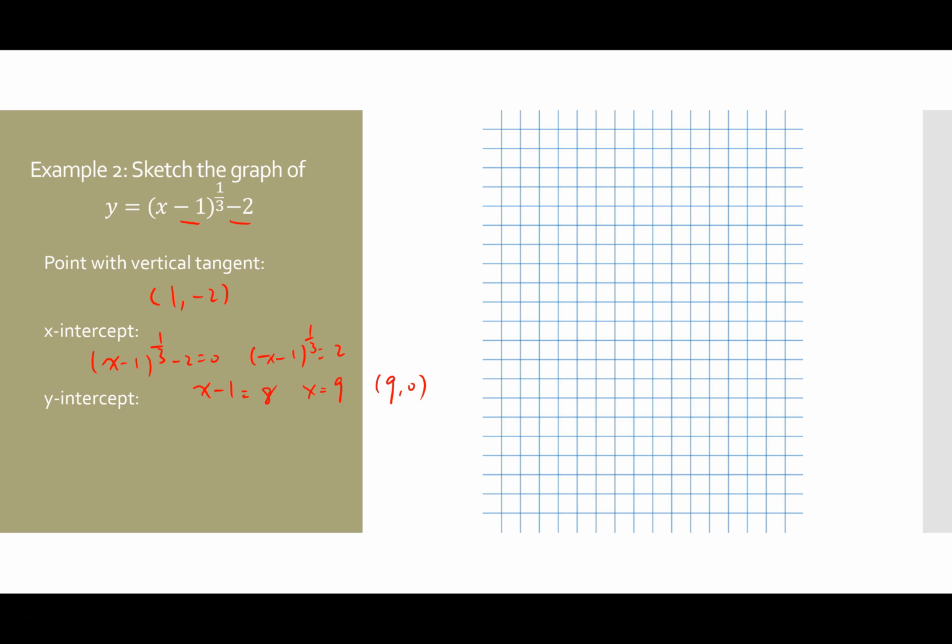And to work out the y-intercept, you make x equal to 0. So there will be y is equal to (0 minus 1) to the power of 1/3 minus 2. And it's going to be (-1) to the power of 1/3 minus 2. And that's going again to be equal to -1 minus 2, and the answer is -3. And therefore, the coordinates of your y-intercept is going to be (0, -3) in this case. And now we need to start to sketch our graph.